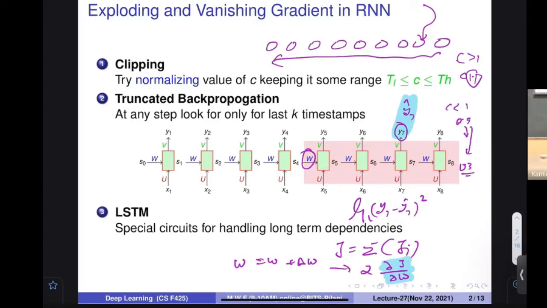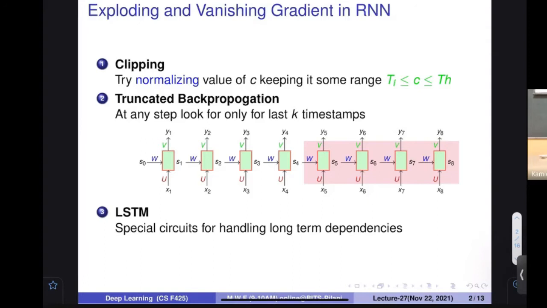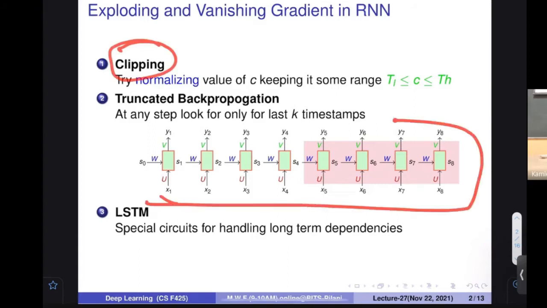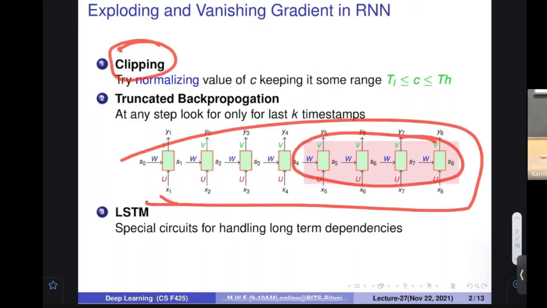We discussed all these things in the last class, and we also discussed this particular slide, where we said that if this is the problem, one solution could be clipping. What does it mean? Instead of using the complete thing, I am going to use only some portion of it.